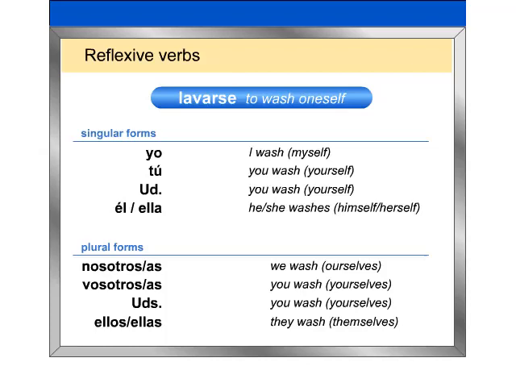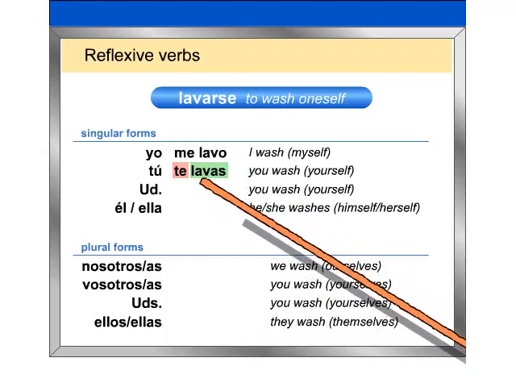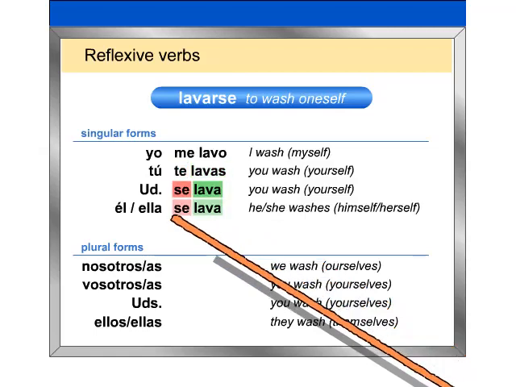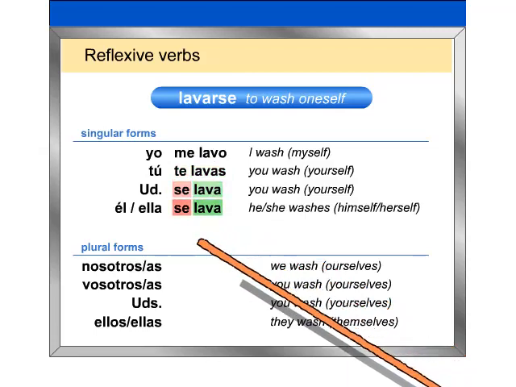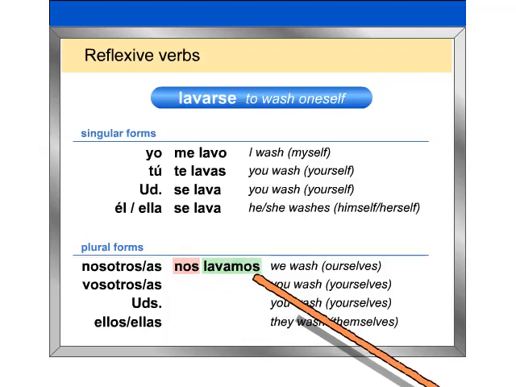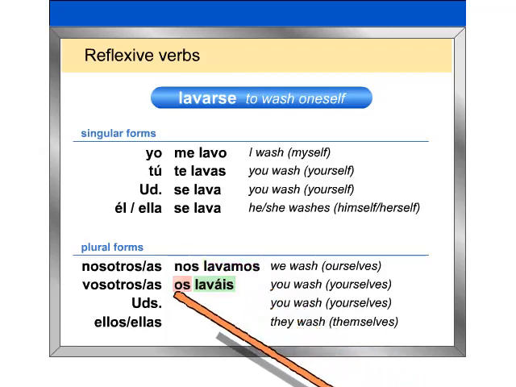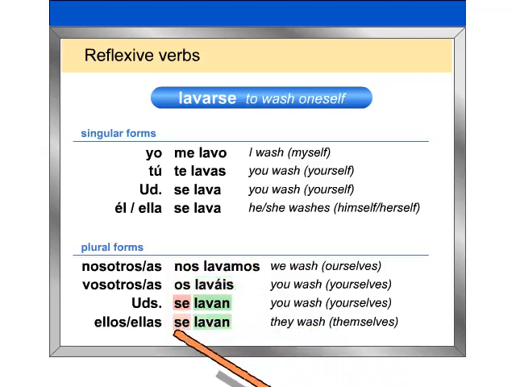Now, let's see how reflexive verbs are formed. Repeat the conjugation of the verb lavarse after me. Yo me lavo. Tú te lavas. Él, ella, usted se lava. Nosotros, nosotras nos lavamos. Vosotros, vosotras os laváis. Ellos, ellas, ustedes se lavan.